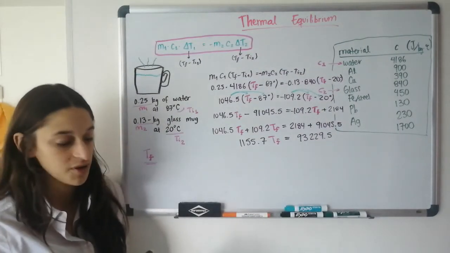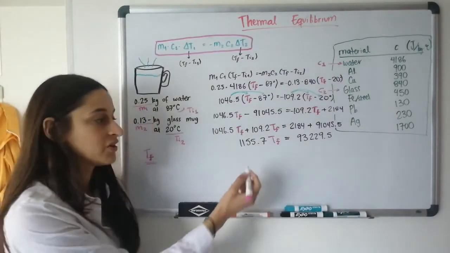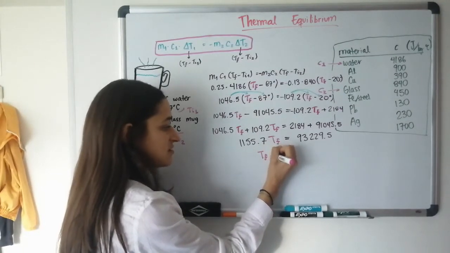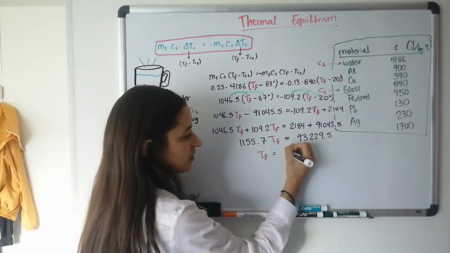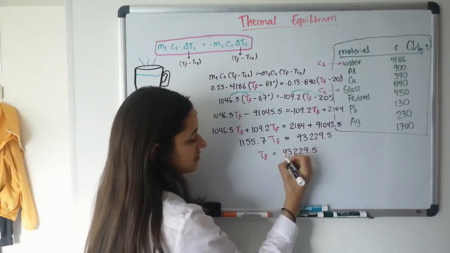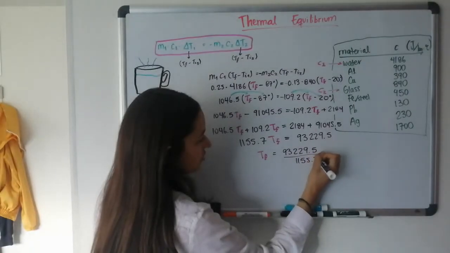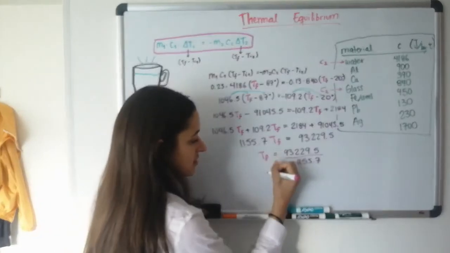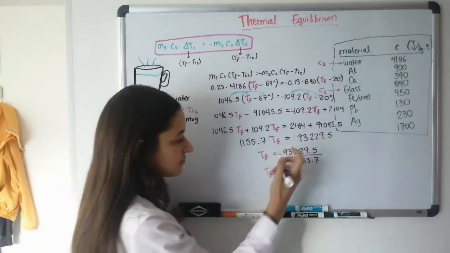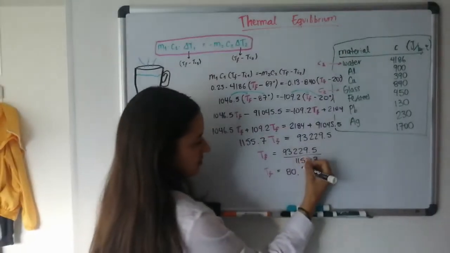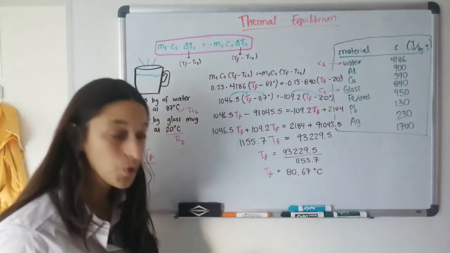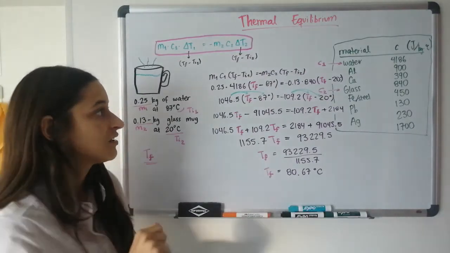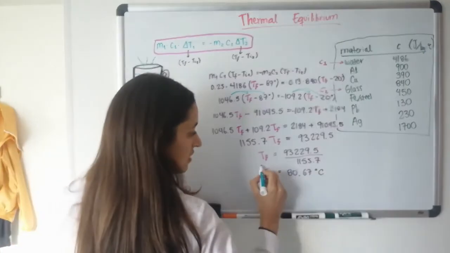Okay, finally, last step of the algebra. We have this number multiplied by TF, and we want to leave TF alone. So we need to divide this number by this number, pass it down to divide. So finally, the last step is TF is equal to 93,229.5 divided by 1,155.7. That goes into the calculator. And finally, the answer is TF equals 80.67 degrees Celsius. Whew. So I told you it was a lot of algebra. It was a lot of algebra. I actually made a mistake with the negative, but fortunately I remembered and fixed it and got an answer.